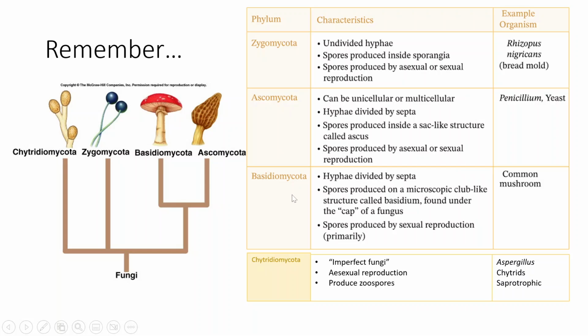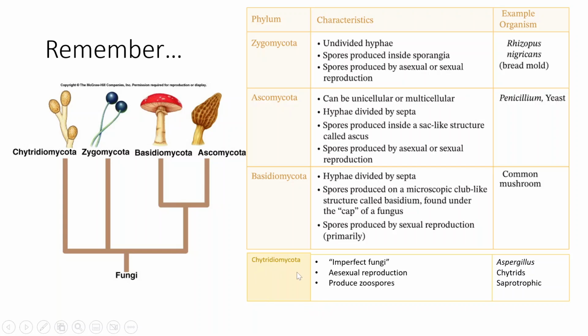Then we have our basidiomycetes in Basidiomycota. Okay, and so they also have divided hyphae with septa, right? And so they produce spores that look like a club, right? And so that's basidio, meaning like a club, right? This basidium, and they're produced by sexual production usually, and so these are just usually our common mushrooms. So we didn't really look at any of these in lab too much, except for those like larger specimens.